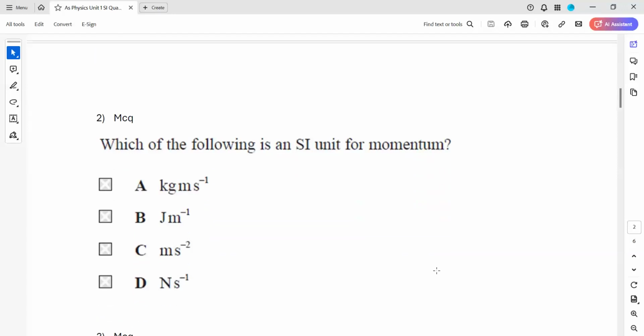Which of the following is the SI unit of momentum? Whenever you want to write the SI unit, first write the formula. Momentum is a product of mass and velocity. What is the SI unit of mass? Kilogram. And what is the SI unit of velocity? Meter per second, or ms minus 1. So this will become kg ms minus 1. So A will be the right answer.